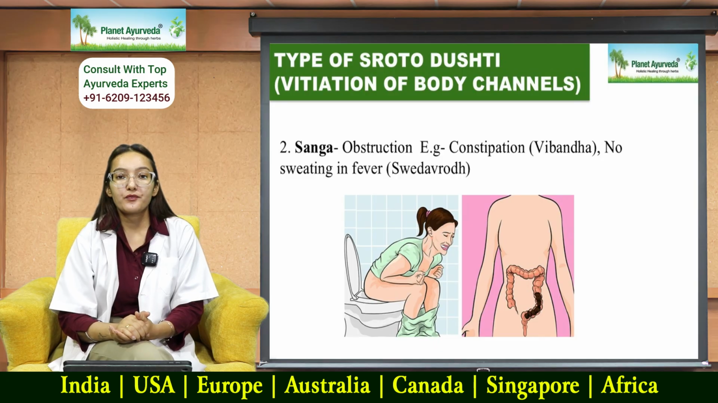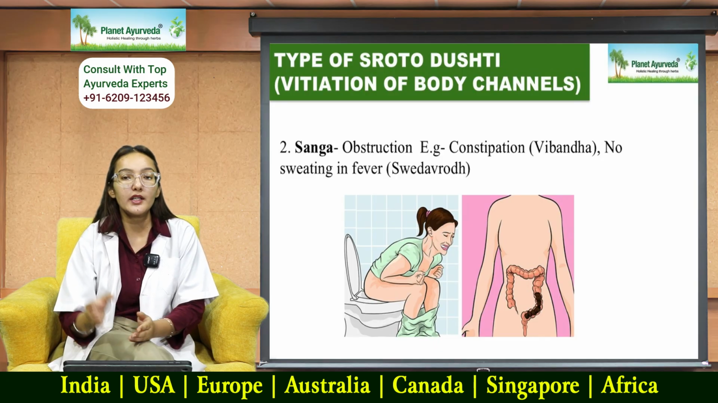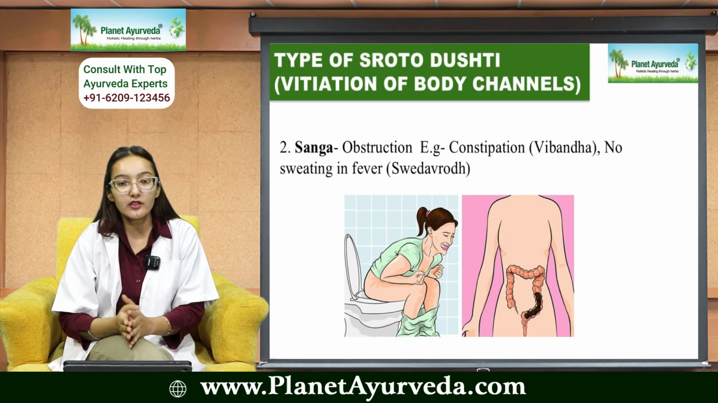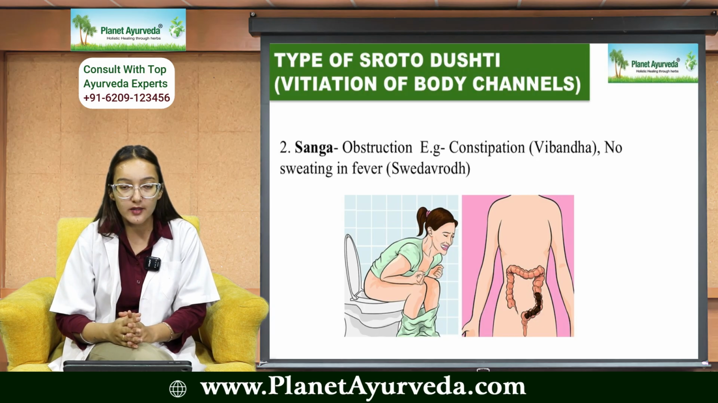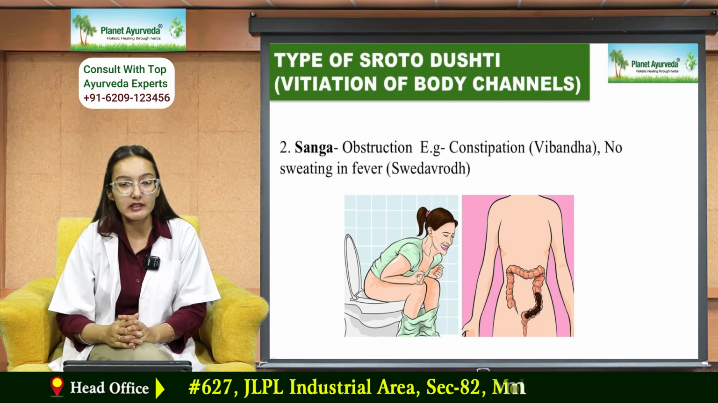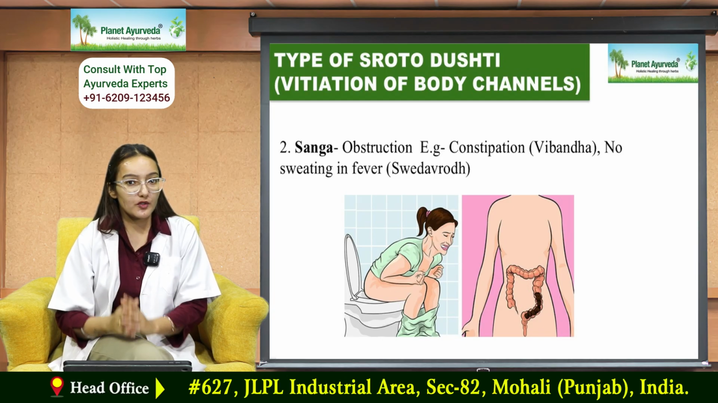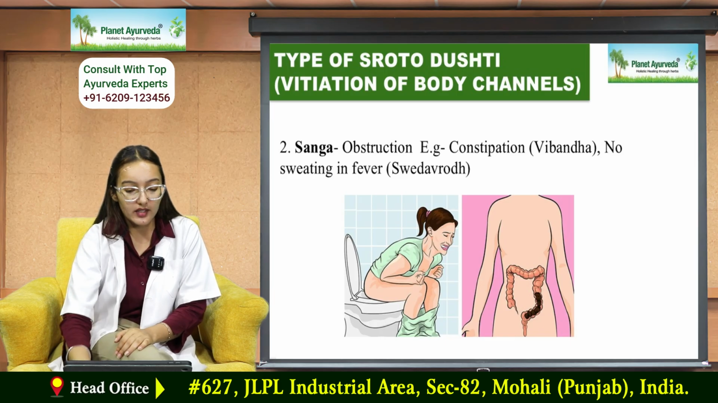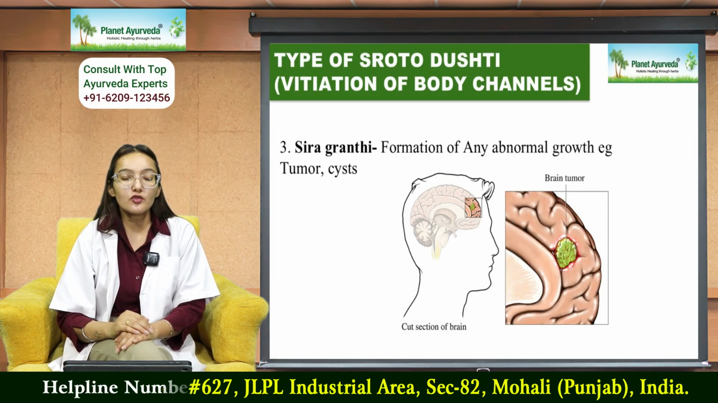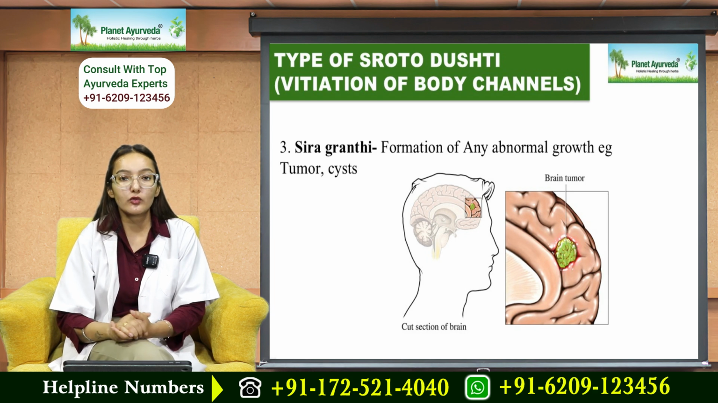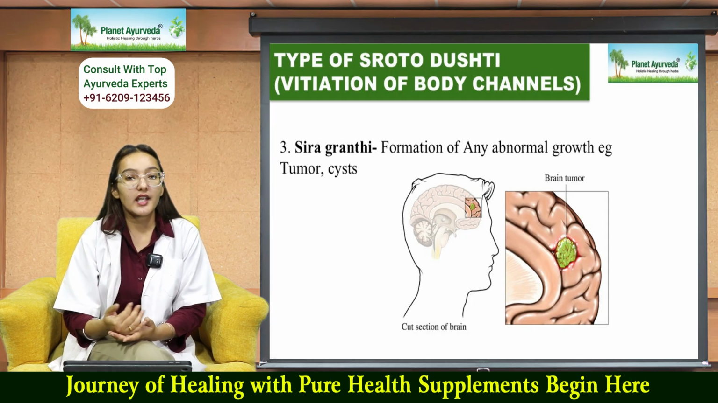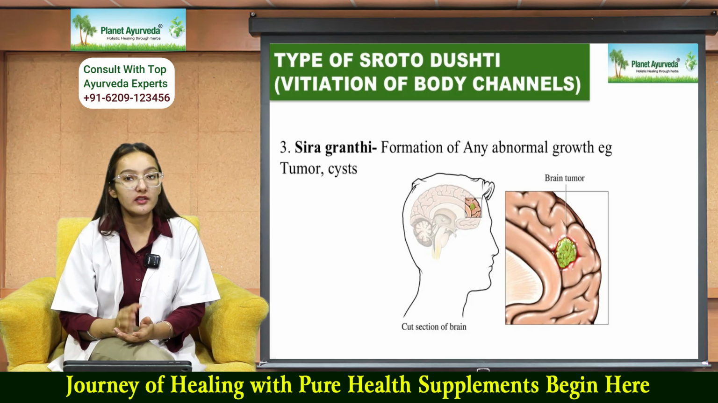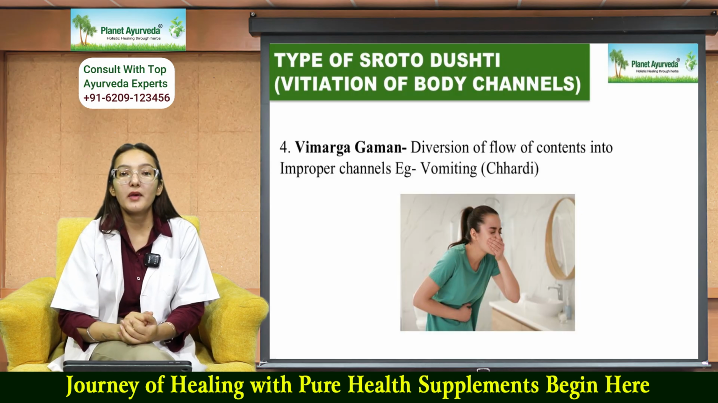So that's why it leads to constipation. Then there is no sweating. What is going to happen if there is obstruction in the Swedvaha Srotasa, the channels that produce or excrete sweat? It will lead to obstruction of sweat, no sweating. Then the third one is Sira Granthi. Sira Granthi is simply overgrowth in the body channels. It will lead to tumor, benign growths, even cancer you can say, or even a cyst.